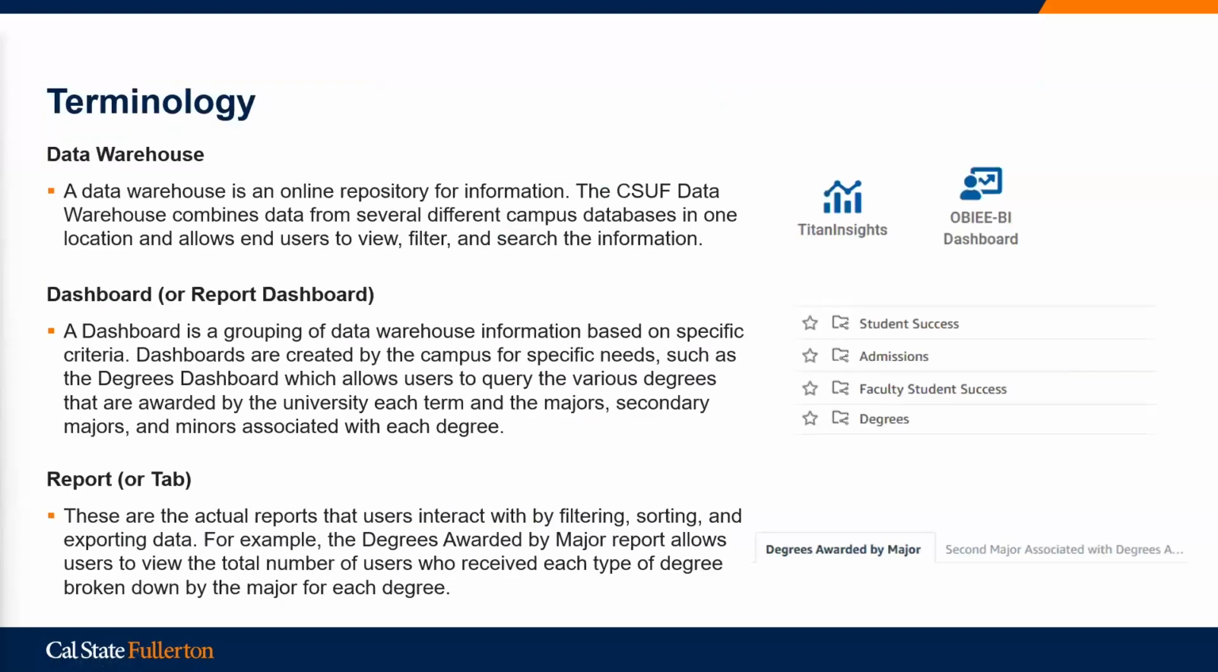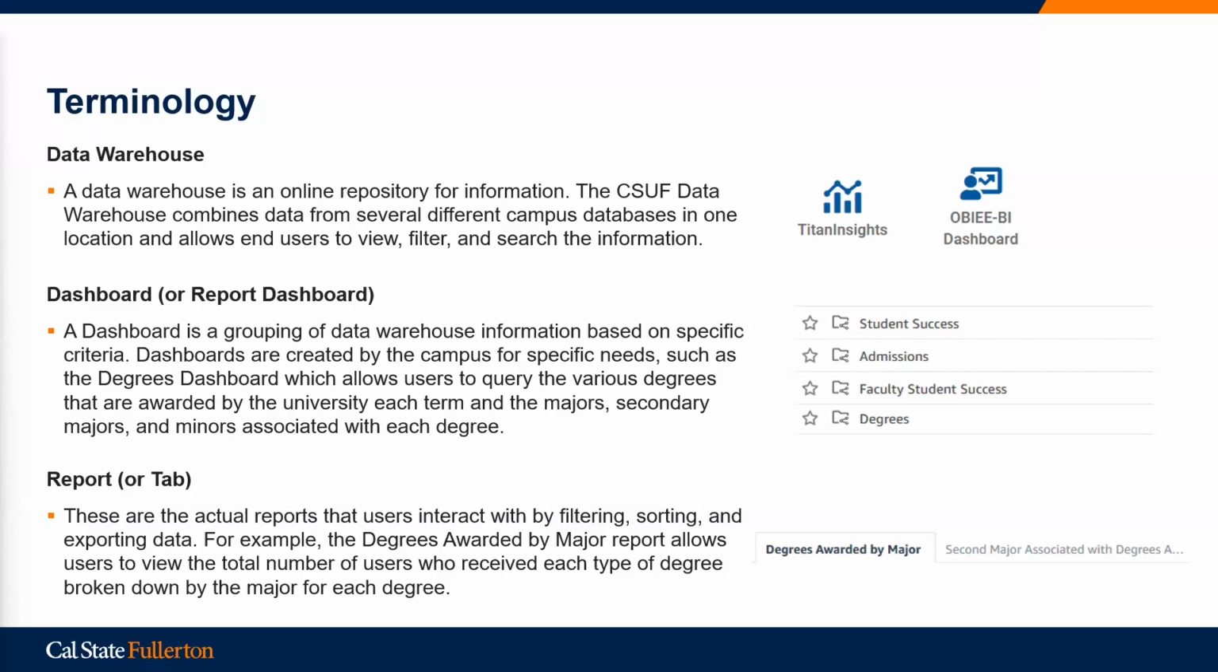Terminology. A data warehouse is just an online repository for information. We actually have two of them at the moment: Titan Insights and OBIEE. Both of them combine data from a bunch of different sources on campus into one place. That makes it easier for end users to view, filter, and search the information, essentially run reports. That's what we mean when we're talking about a data warehouse.